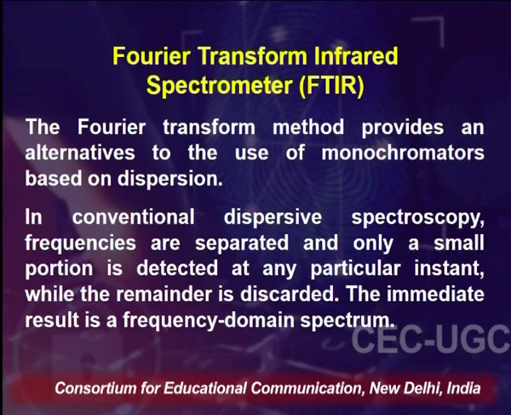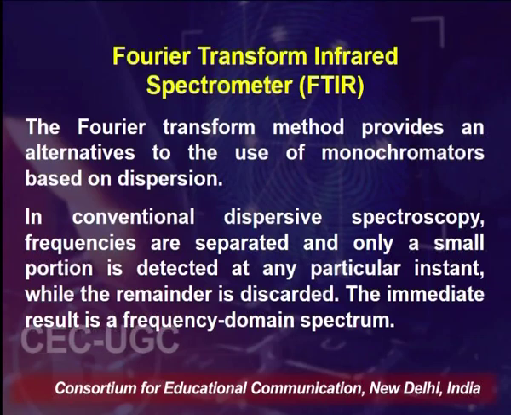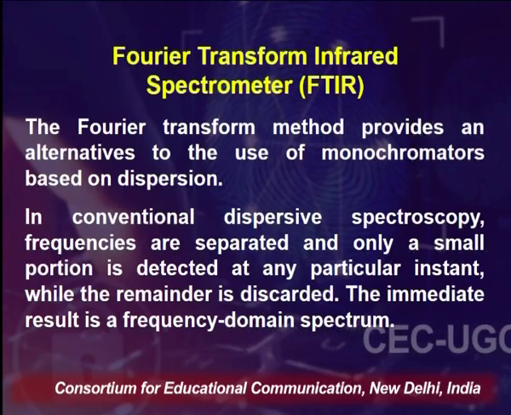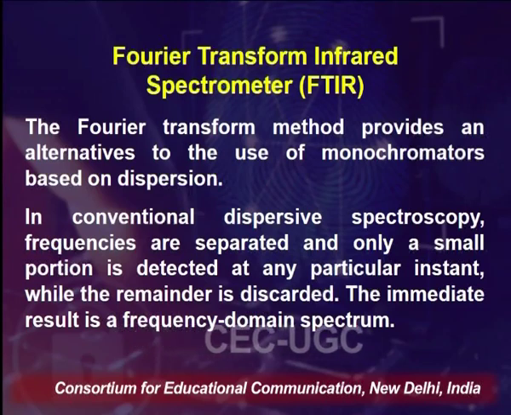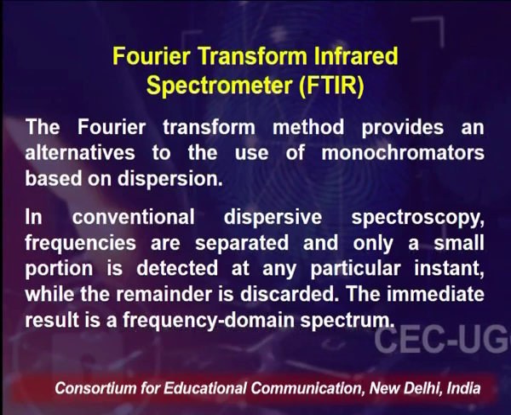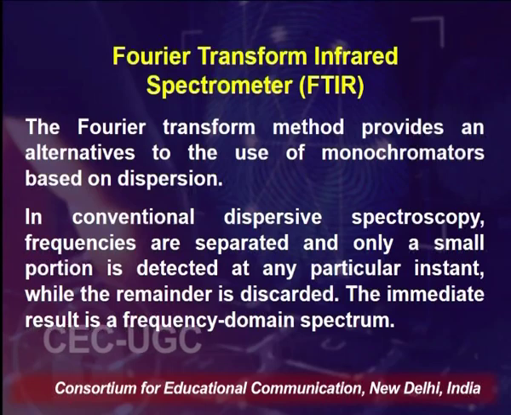So, this was the discussion about dispersive spectrophotometers. Coming to FTIR, the Fourier transform methods provide an alternative to monochromators based on dispersion. What used to happen in conventional spectroscopy? Frequencies are separated and only a small portion is detected at any particular instant, while the remainder is discarded. So, the immediate result is a frequency domain spectrum.